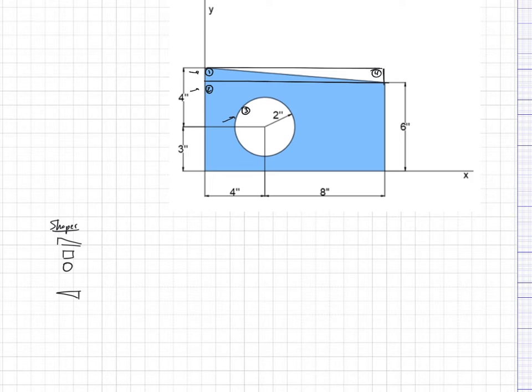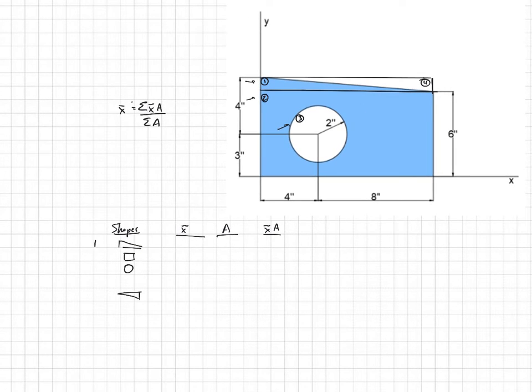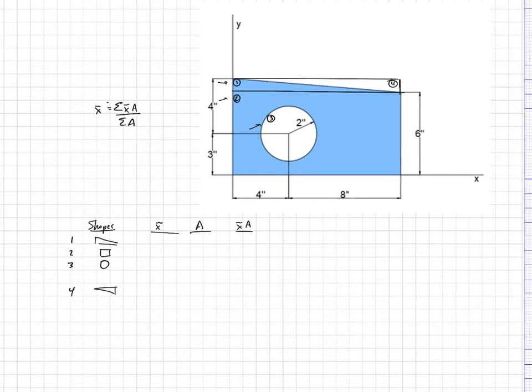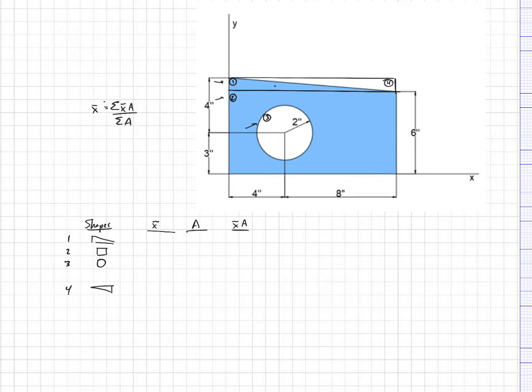So, all right, the first thing we need for each of these shapes is x tilde, an area, and an x tilde a, right? Because the equation for the centroid is x bar equals the summation of x tilde a, divided by the summation of the a's, right? So we'll start with shape 1. Maybe I should number these 1, 2, 3, and this is the 4 down here.